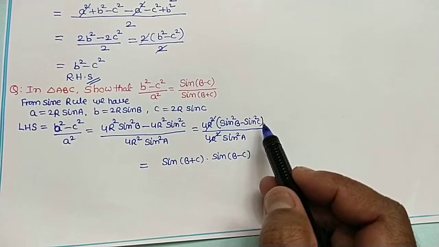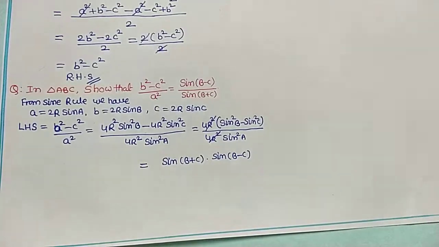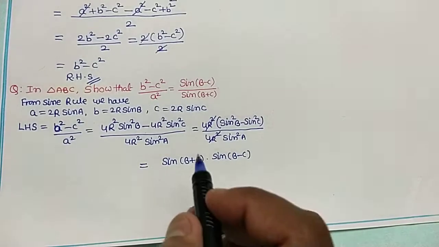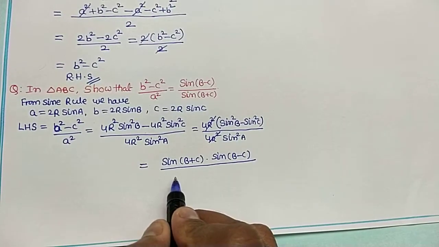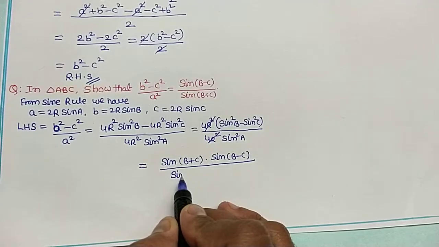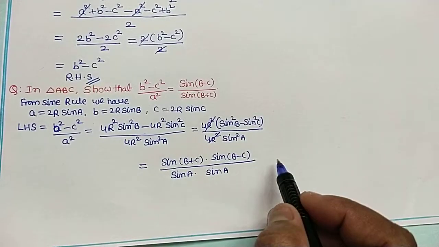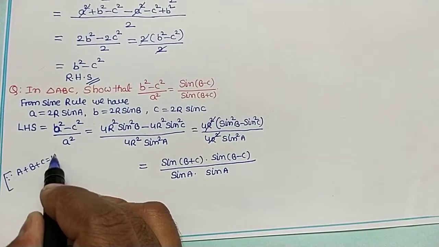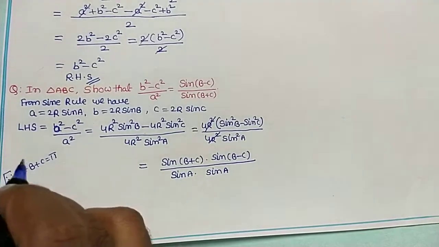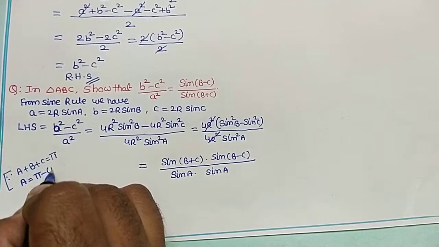Sine square A minus sine square B formula is there, no? Sine of A plus B into sine of A minus B. Similarly, sine square B minus sine square C equal to sine of B plus C into sine of B minus C divided by sine square A. So sine square A means sine A into sine A. Generally here I have to write, but A plus B plus C is equal to 180 in triangle ABC. So I want A equal to pi minus of B plus C.